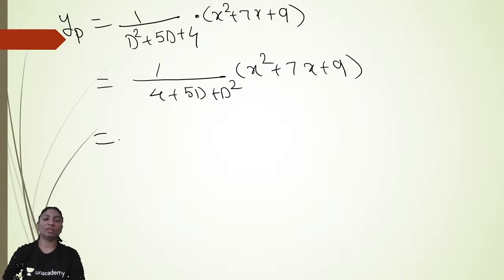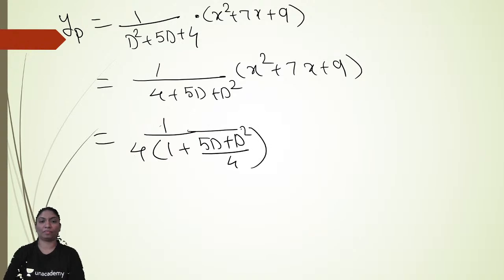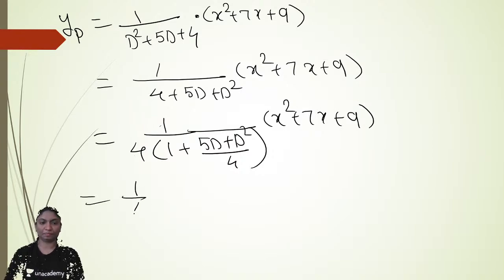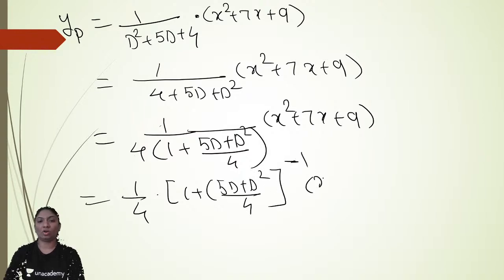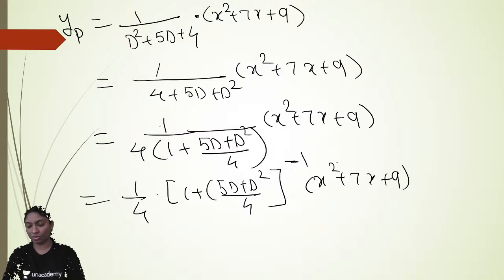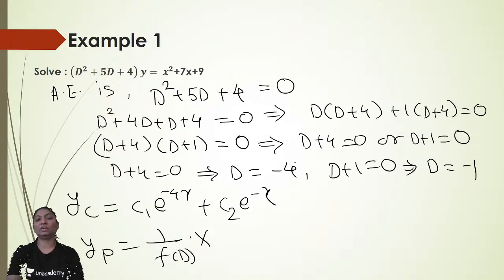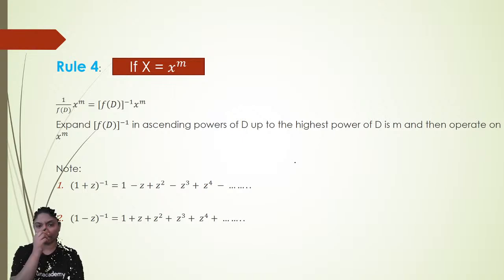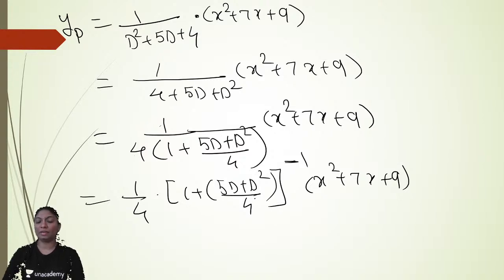Okay, so we will convert it into either 1 plus z or 1 minus z form. So here we will convert it to 1 plus z form. Take the 4 common, so you will get 4 into (1 plus (5D plus D square) by 4) into x square plus 7x plus 9. So you will get 1 by 4 into (1 plus (5D plus D square) by 4) raised to minus 1 of x square plus 7x plus 9. Now as I told you, you can expand this (1 plus z) raised to minus 1 in the form 1 minus z plus z square minus z cube plus z raised to 4 and so on, with alternate plus minus signs. So here your z is nothing but (5D plus D square) by 4.